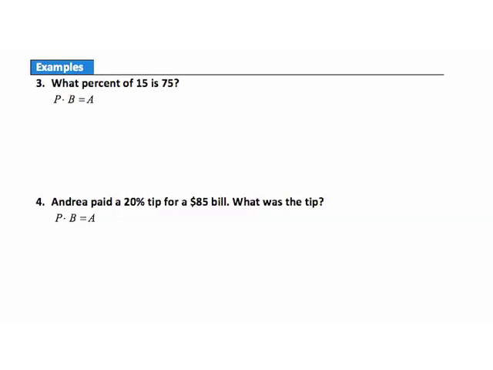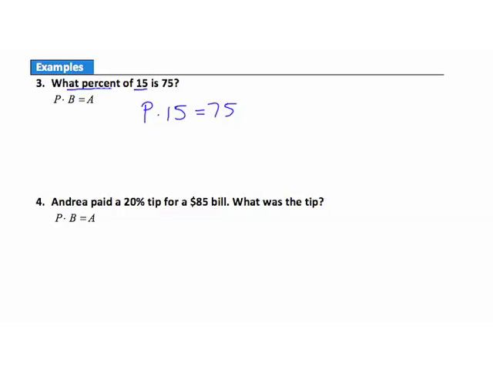Now let's take a look at some examples that will help you understand how to solve a percent equation for an unknown value. Example 3. What percent of 15 is 75? So again, we're thinking a percent of the base is the amount. So it looks like our percent is unknown. What percent of 15? And then 15 is going to be our base. So we're going to have an unknown percent times 15, and that is going to be the amount. In this case, it is going to be 75.